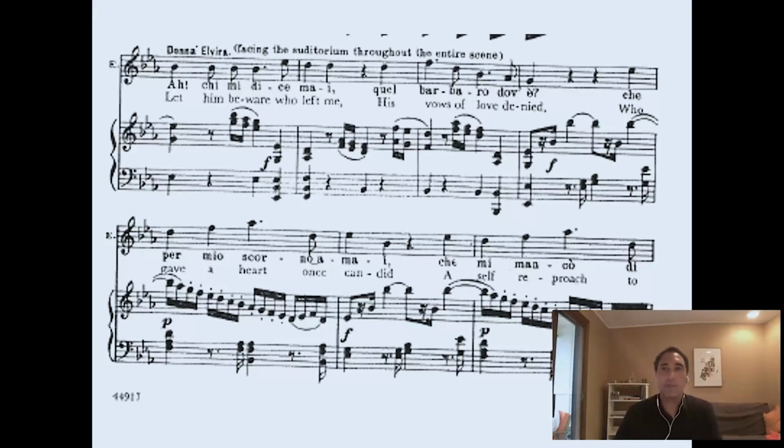Here's a little piece from Don Giovanni by Mozart, and you can see it's not a high quality scan, but there's still interesting things here. This is not actually Don Giovanni. This is a piano reduction. So we have the singer Donna Elvira and all the orchestra reduced to two staves.